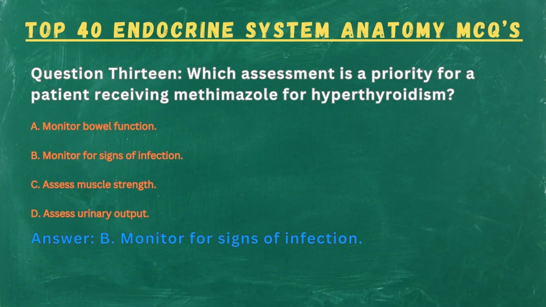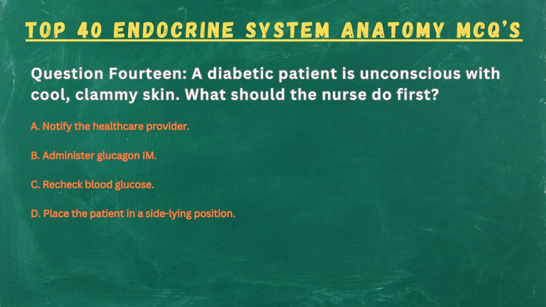Answer: B. Monitor for signs of infection. Question 14. A diabetic patient is unconscious with cool, clammy skin. What should the nurse do first? A. Notify the healthcare provider. B. Administer glucagon IM. C. Recheck blood glucose. D. Place the patient in a side-lying position.